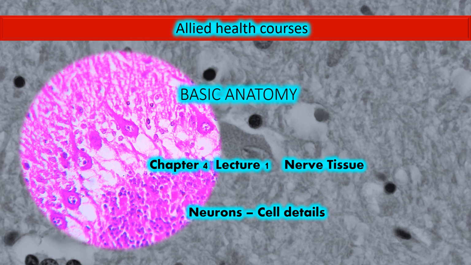Dear friends, welcome to this edition of Basic Anatomy in the Allied Health course. Here we cover Chapter 4, Lecture 1, Nerve Tissue. We will take up a detailed discussion on neurons. In the next lecture, that is Lecture 2, we will cover glial cells.